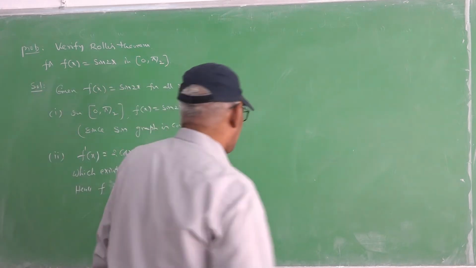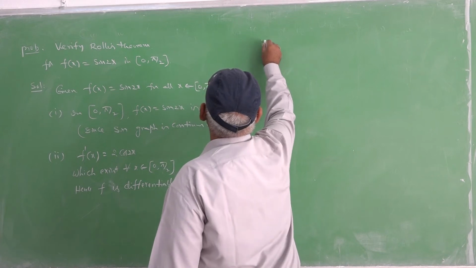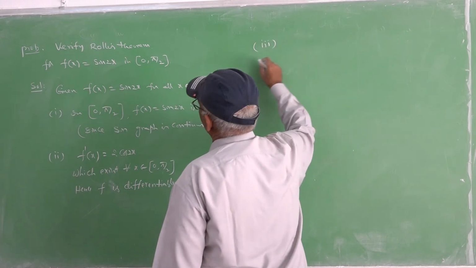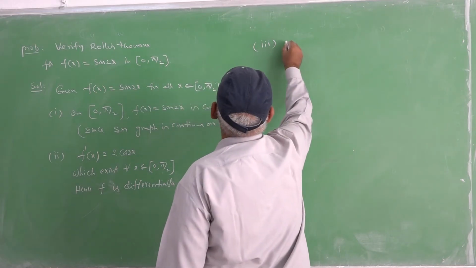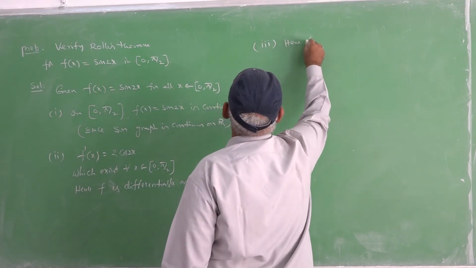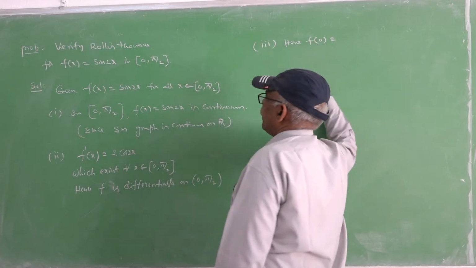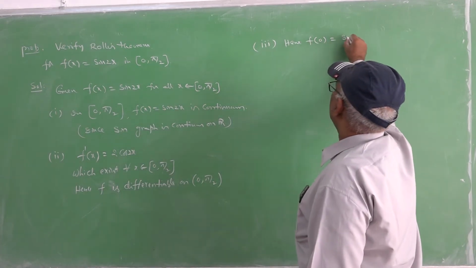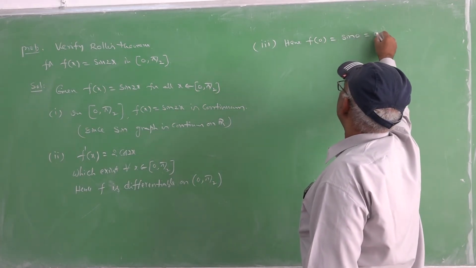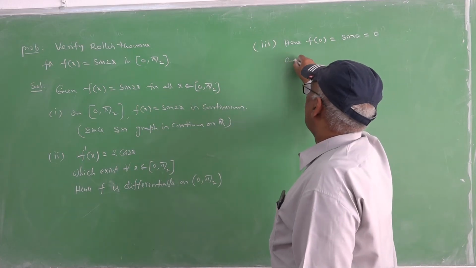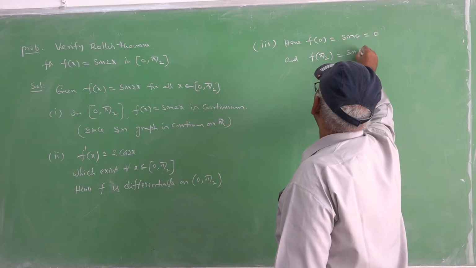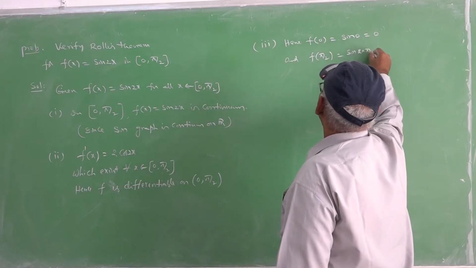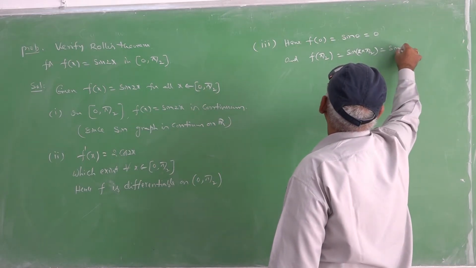Coming to the third point of Rolle's theorem, check whether f(a) equal to f(b). Here a equal to 0, b equal to pi/2. So here f(a), let us consider f(0), that is sine 0, which is 0, and f(b), that means f(pi/2), that is sine of 2 into pi/2, sine pi, is 0.